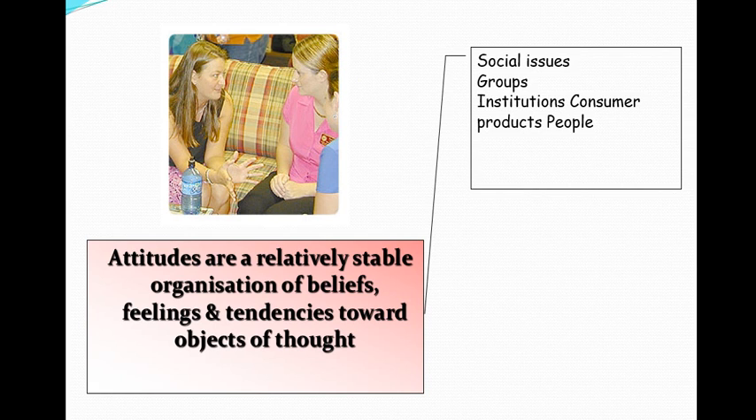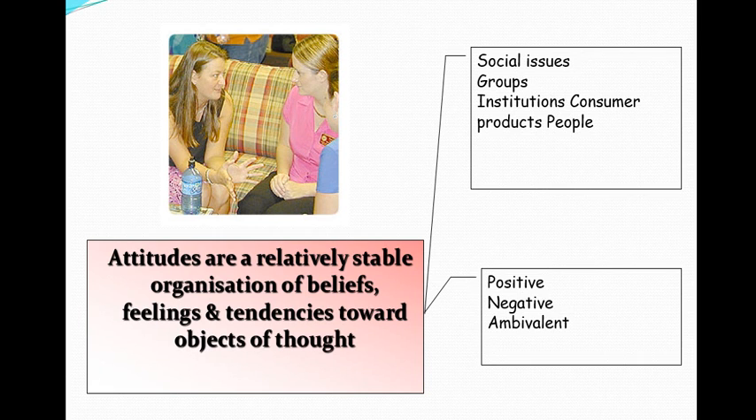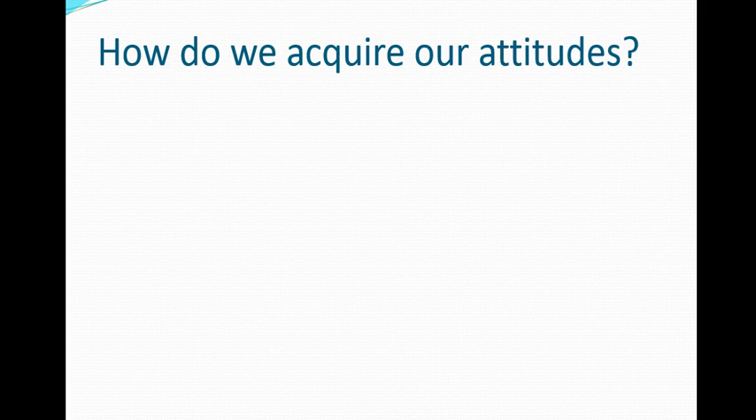Now, this means that we have special tendencies towards social issues, towards special groups. Therefore, there's prejudice. Remember that, we're going to discuss it. We have special predisposition and tendency towards institutions, towards products, towards people, okay? And they can be positive, negative, and ambivalent. Remember the ambivalency we discussed earlier?